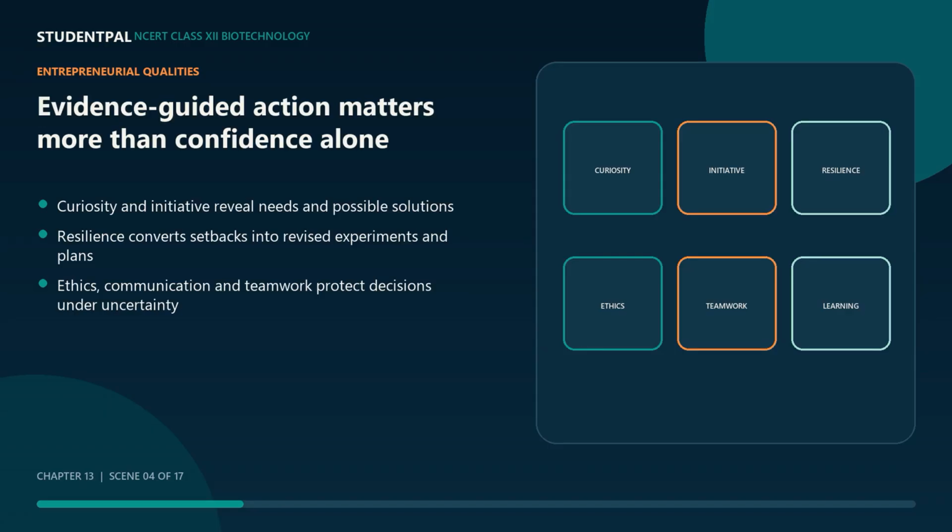Initiative converts that question into a small ethical experiment. Creativity proposes alternatives, while technical competence evaluates biological feasibility. Calculated risk-taking does not mean ignoring danger. It compares expected benefit, probability of failure, consequence, and possible mitigation.